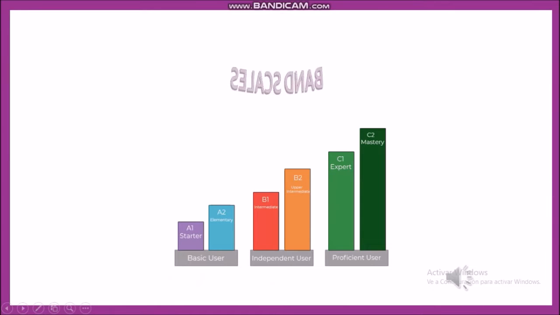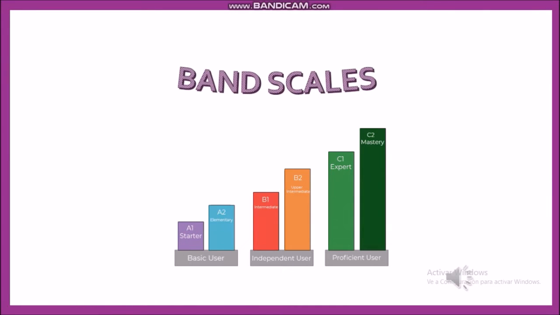Band scales. We need to have a system which assures some degree of reliability in our informal assessment of students' performance. This can be done through designing a band scale which includes a number of divisions or bands of possible students' performance and descriptors for each band.